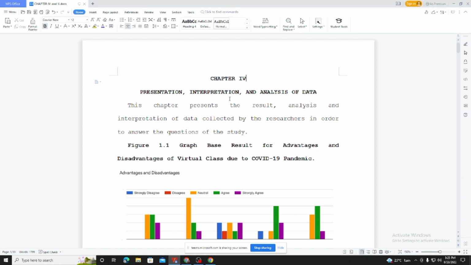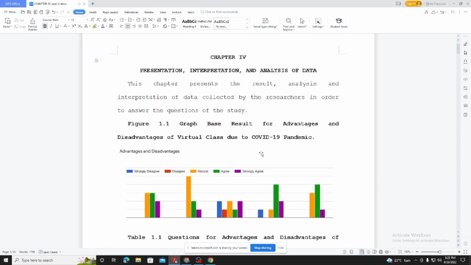So, good day. Ito po ang aming presentation ng Chapter 4 at Chapter 5. Chapter 4, Presentation, Interpretation, and Analysis of Data. This chapter presents the result, analysis, and interpretation of data collected by the researchers in order to answer the questions of the study. The figure 1.1, graph-based result for advantages and disadvantages of virtual class due to COVID-19 pandemic.